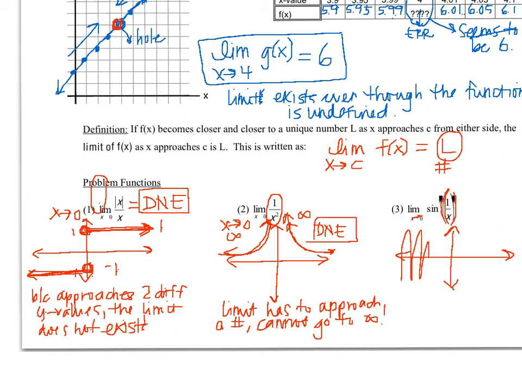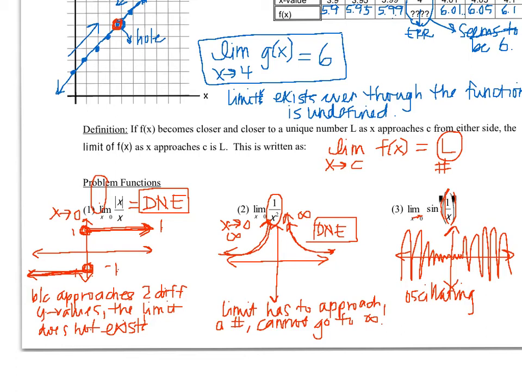But here's what happens. It gets really big, and then it starts going little and little and little and oscillates. And this is called an oscillating function. An oscillating function basically means it's going to jump up and down, up and down, up and down, all the time.